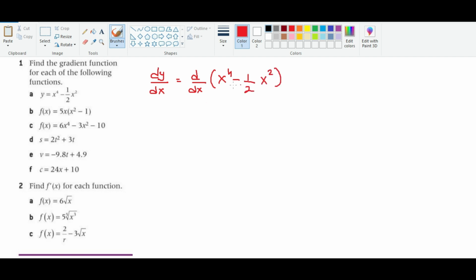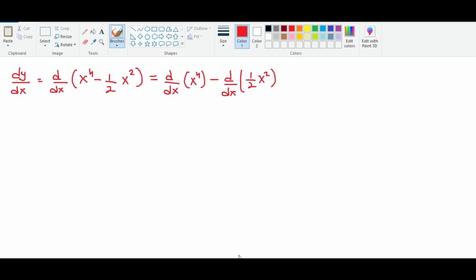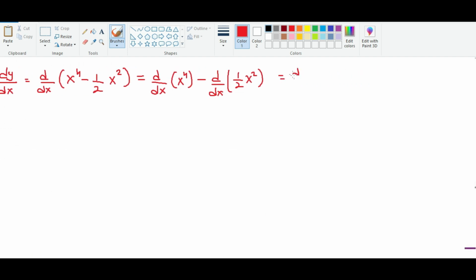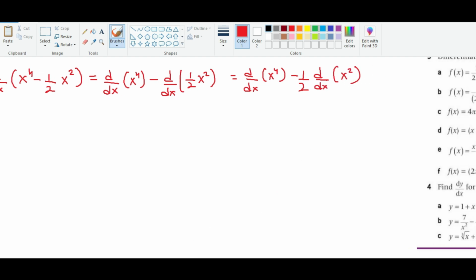So we can separate it. How can we separate it? Let's check. We can write it as linear separation, like x to the power 4 is to be differentiated separately, negative dy by dx of 1 by 2 x square. You know, constant can come out in differentiation. So further we can write it as dy by dx of x to the power 4. I'm not touching this one, I'm just bringing the half outside so that you are easily able to make these two. Now individually differentiate them.